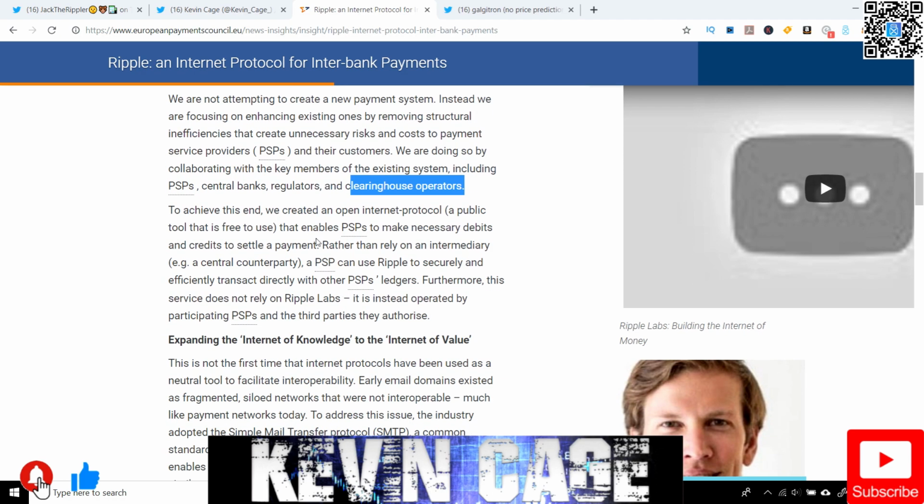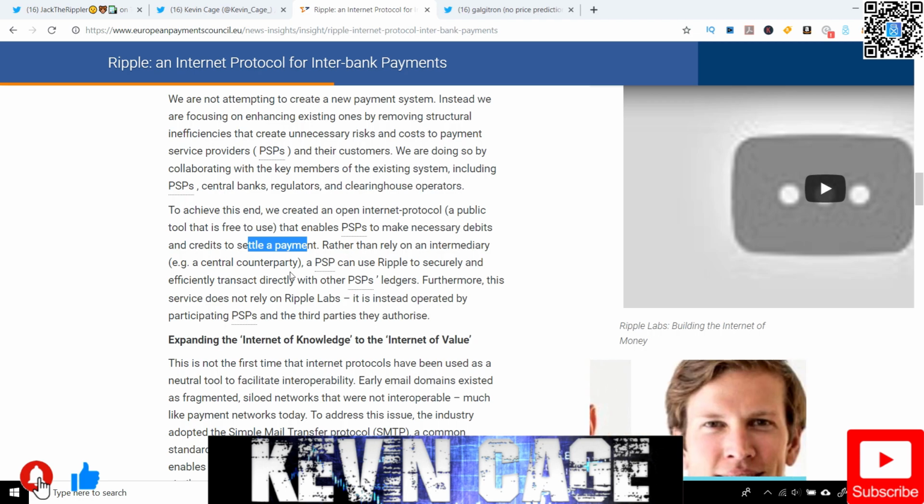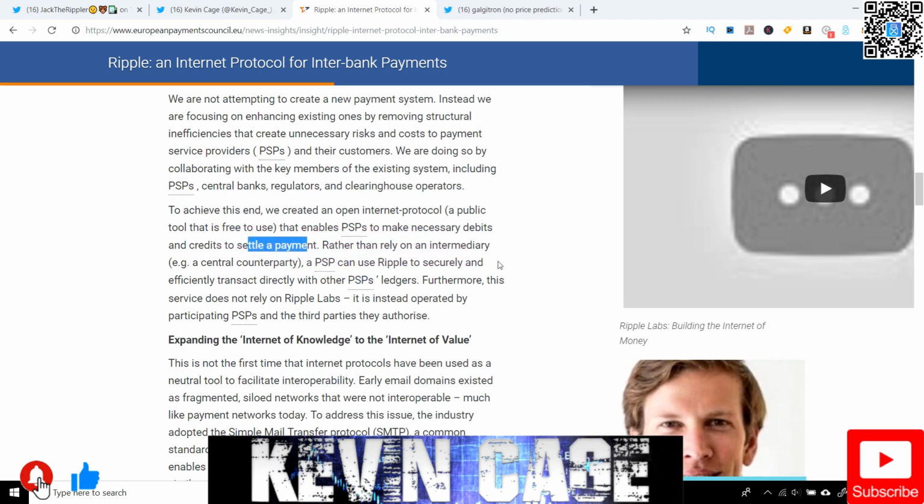To achieve this, we created an open internet protocol, a public tool that is free to use, that enables payment service providers to make necessary debits and credits to settle a payment. Rather than rely on an intermediary, for example, a central counterparty, a PSP can use Ripple to securely and efficiently transact directly with other payment service providers' ledgers directly. Furthermore, this service does not rely on Ripple Labs. It is instead operated by participating payment service providers and the third parties they authorize.